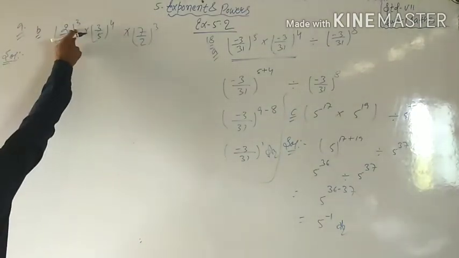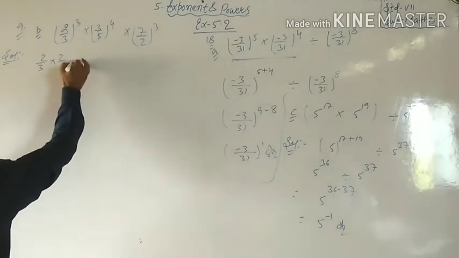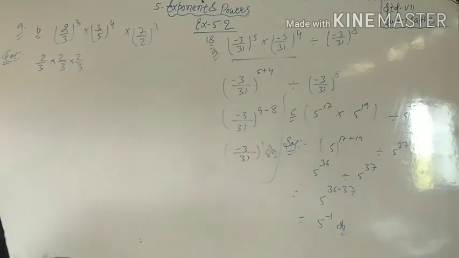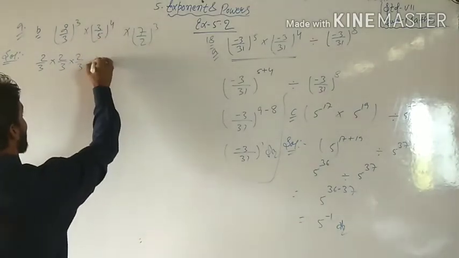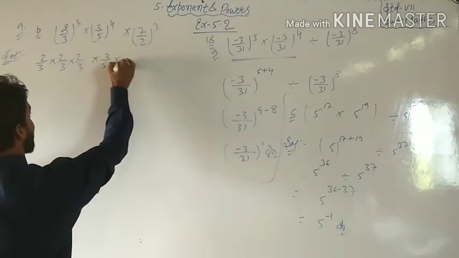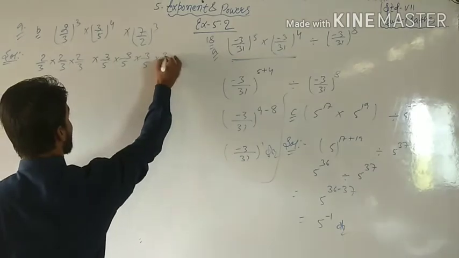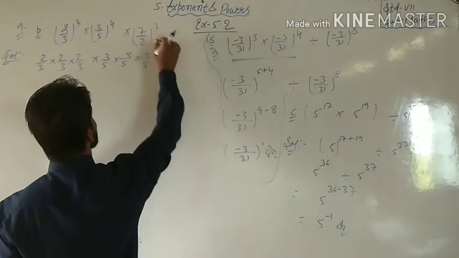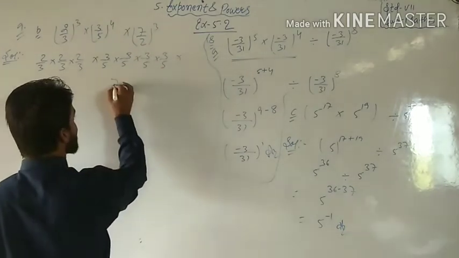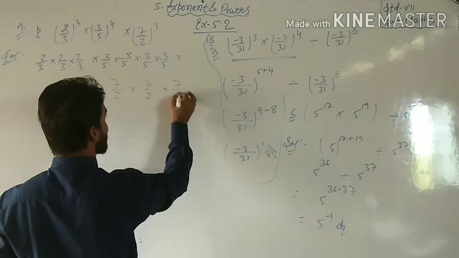Can you write (2/3) to the power 3? Can you write (2/3) into (2/3) into (2/3)? Sure. Now (3/5) to the power 4. Answer it. (3/5) into (3/5) into (3/5) into (3/5). And apart from it, (7/2) to the power 3: (7/2) into (7/2) into (7/2).